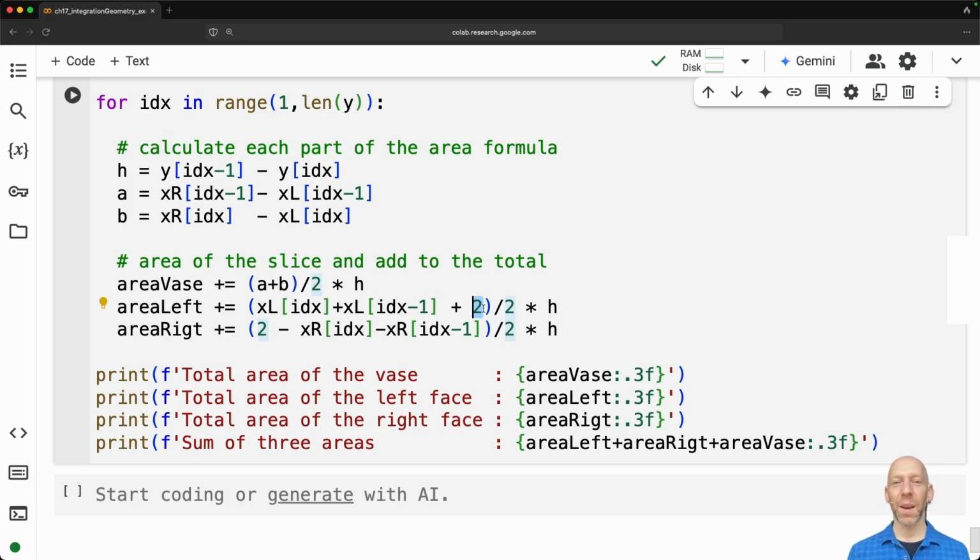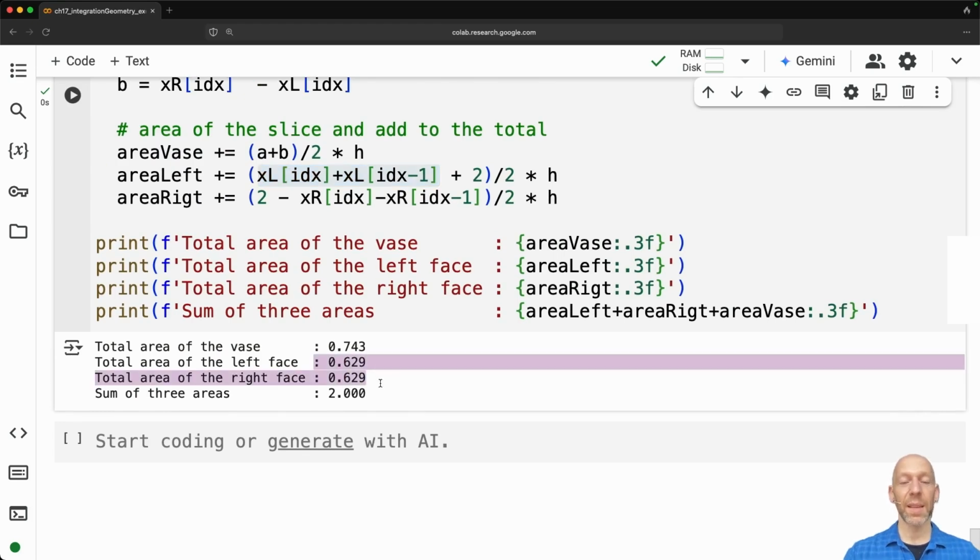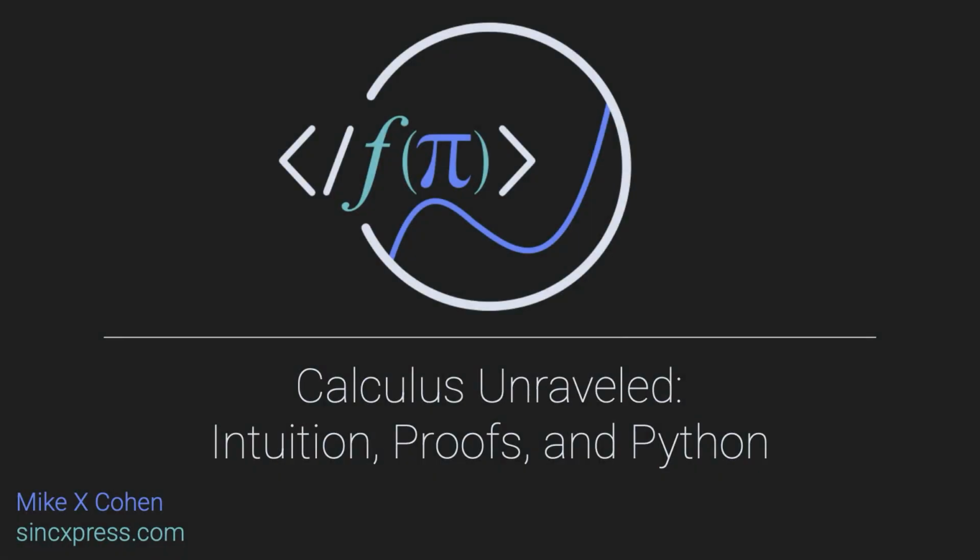And then I had to scale it up by 2 because I'm dividing by 2 here, because we need the average of these 2 coordinates. I hope that makes sense. It's a little bit complicated. Okay, and that gives us our final area. The 2 faces have exactly the same area. The sum of the 3 areas is 2.